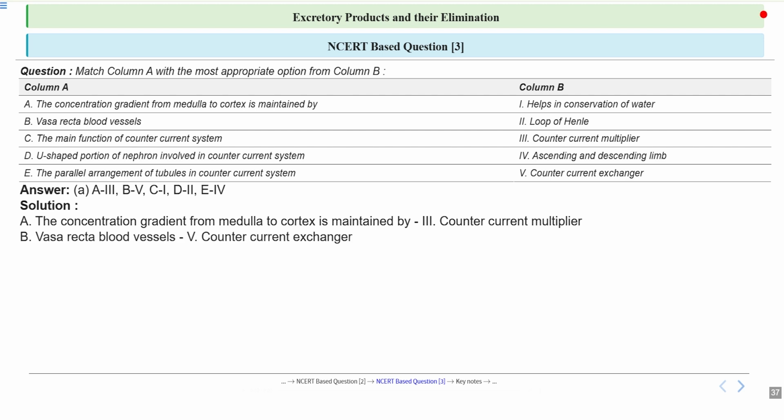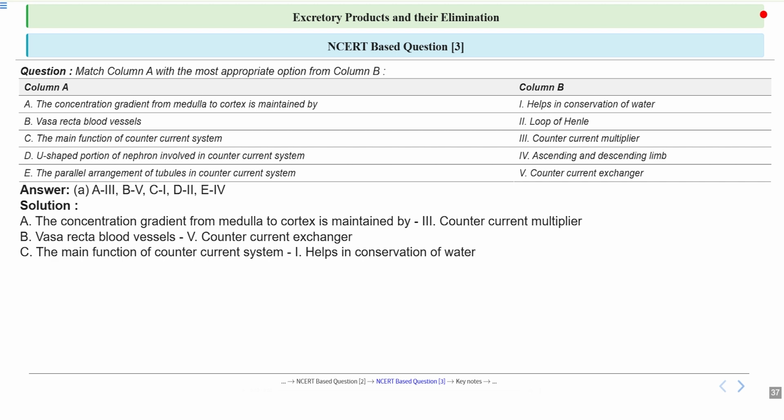B, which is vasa recta vessels, matched with 5, which is counter current exchanger. So the vasa recta acts as a counter current exchanger, preserving the gradient created by the loop of Henle. You can think of it as a system of pipes that keeps hot and cold water separate, maintaining the temperature difference.